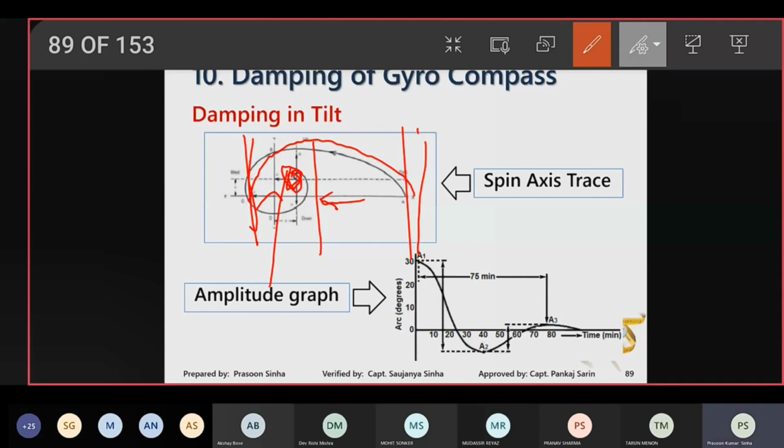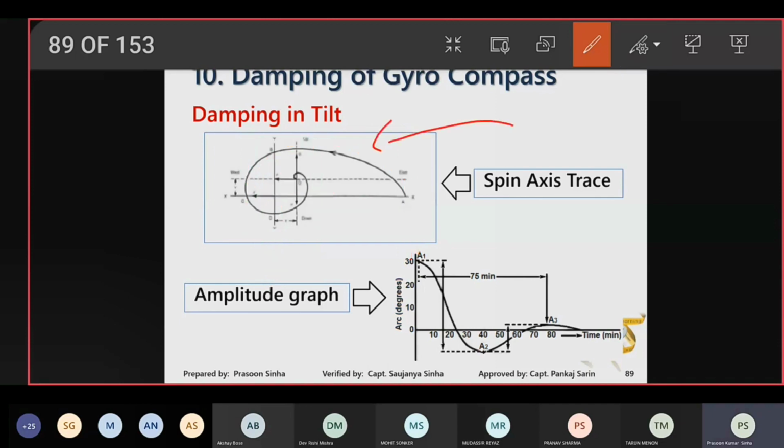That is the graphical representation of the spin axis trace. This one is the amplitude graph. That means how much it deviated. This was 0, 0, 0. So this is east side and this is west side. In the east you can see it went maximum up to 030, then in the west it came lower, so it has reduced. Again when it went to the east here, it is further reduced. Finally at this time it is settling down.